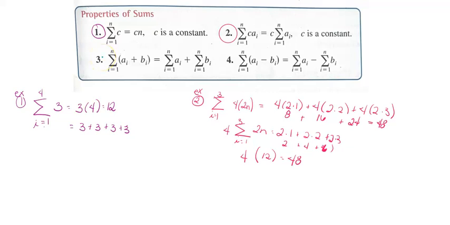I'm not going to do examples of properties 3 and 4, but basically what that's saying is if you've got two functions that you add together, you can take the summation of them added together first, or you can separate them into two different sums. Or same thing if they're subtracted on property 4. You can subtract the functions first and then take the summation, or you can take the summation of each one and then subtract them at the end.